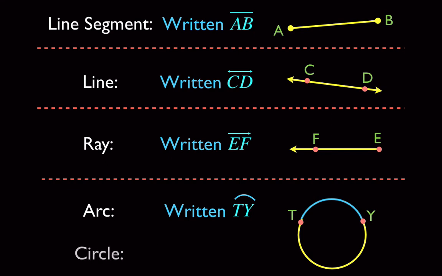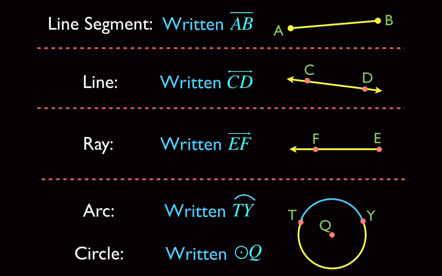And circle. In order to write a circle, you could always write circle Q, but it's written by its center. So in this case, we're going to add that point Q into the center, and then now we can name it. You can write the word circle, or an abbreviation they use is a little circle with a dot in the center of it.